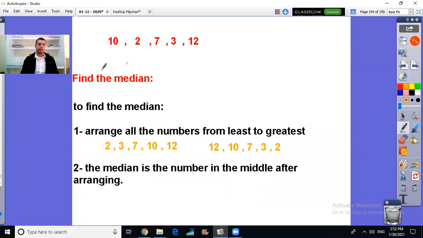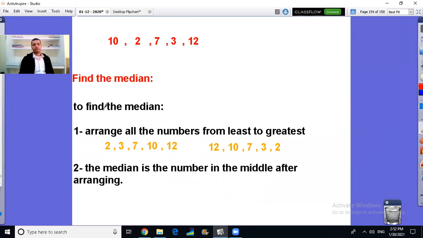The last part of the lesson, which is the median. To find the median, we must arrange all the numbers from least to greatest or from greatest to least. It doesn't matter. This is the first thing that you need to do to find the median. Arrange all the numbers from smallest to greatest. 2, 3, 7, 10, 12. Great. Thank you. Another person chose to arrange it from greatest to smallest. No problem. 12, 10, 7, 3, 2. Thank you. First step is done.